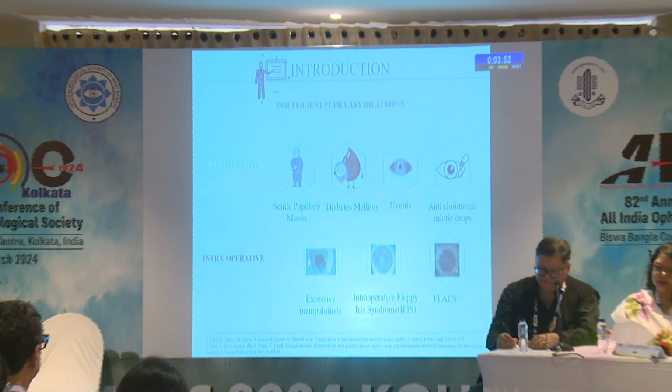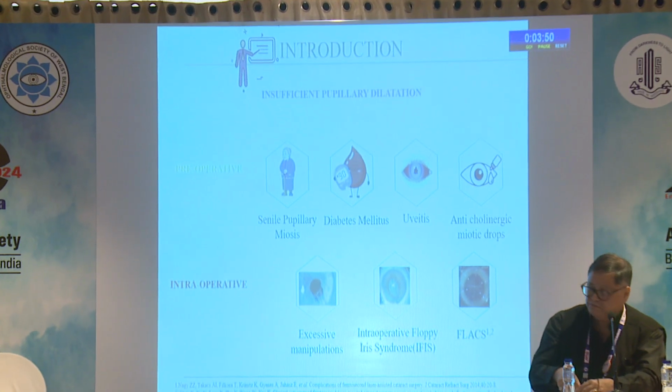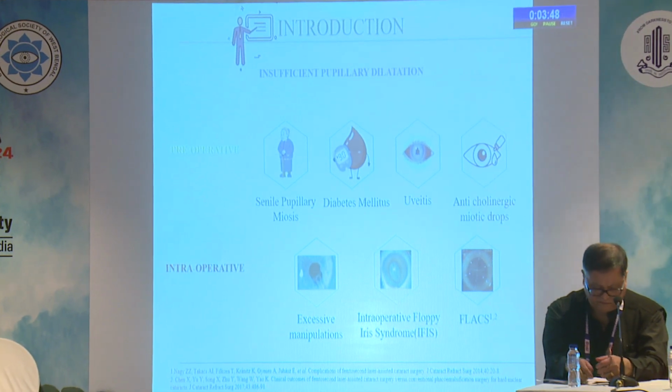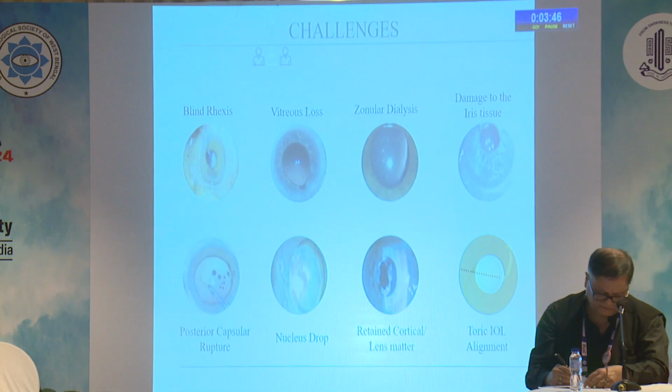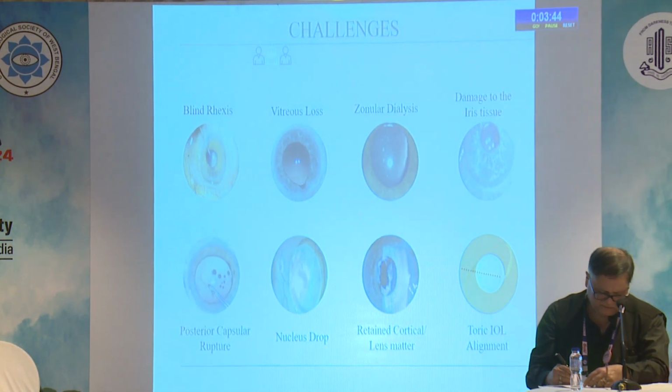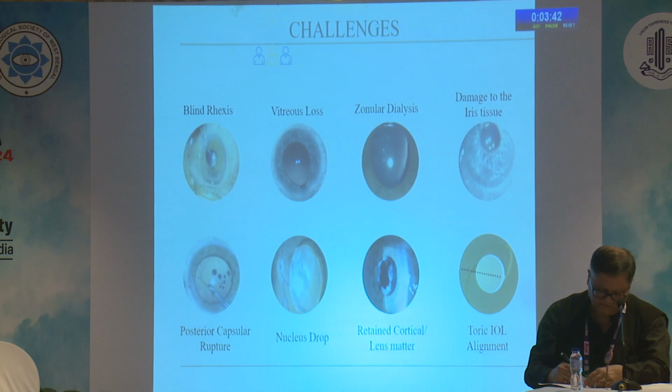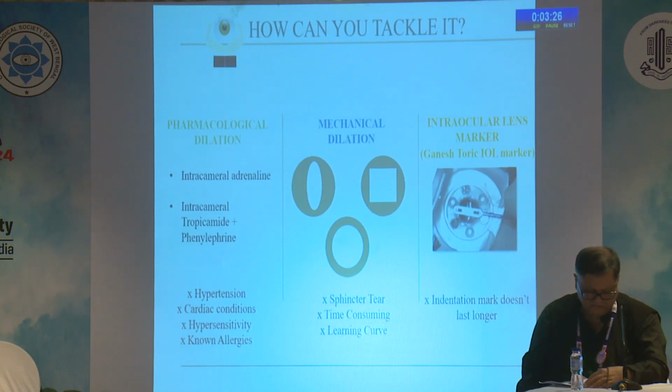So to begin with, we are all aware of multiple preoperative and intraoperative causes of insufficient pupillary dilatation and the challenges which we face because of this, mainly which can include blind rhexis, posterior capsular rupture, vitreous loss, nucleus drop, zonular dialysis, retained cortical matter, damage to the iris tissue, and the most challenging of all, toric IOL alignment in small pupils. So how can you tackle this situation?